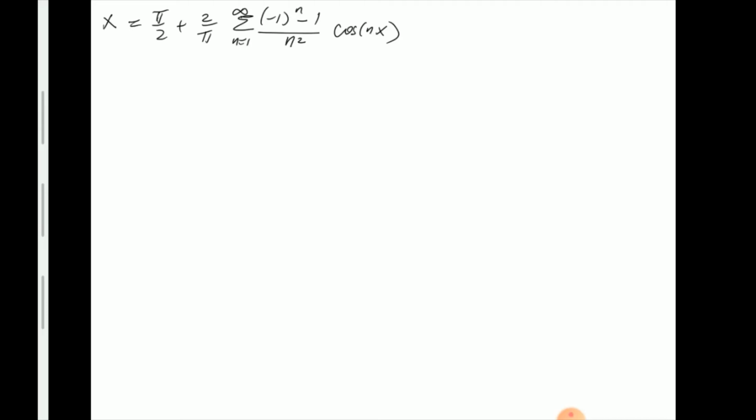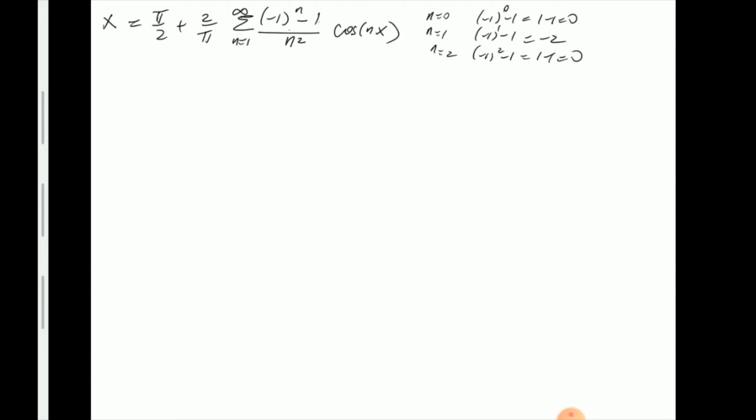So in this series, if you look carefully, we have minus 1 to the n minus 1. If n is equal to 0, that's actually 0, right? Because that's 1 minus 1. If n is equal to 1, that's going to be minus 2. If n is equal to 2, that's again 0 because it's 1 minus 1.